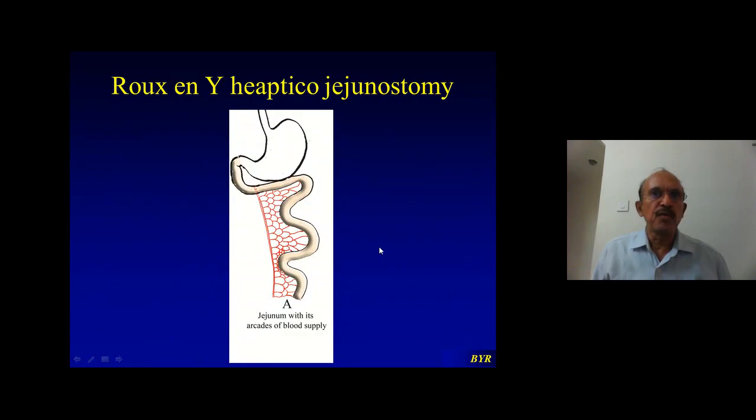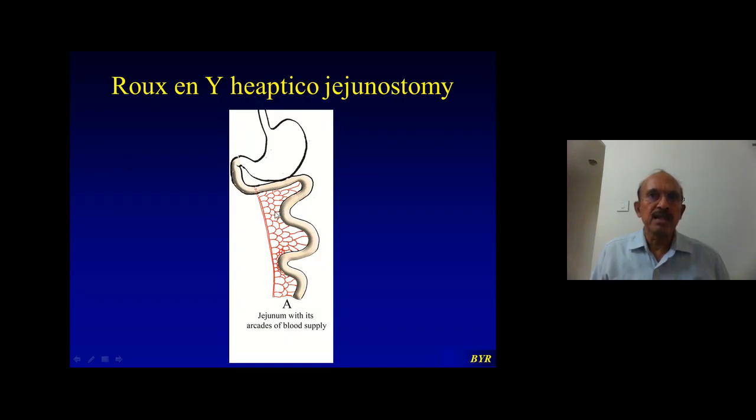How is this Roux-en-Y method performed? This is the stomach, this is the duodenum, this is the small bowel. The small bowel has its blood supply coming from the superior mesenteric artery. The blood comes in the form of arcades in the mesentery. Arcades are nothing but the branches which divide and anastomose to one another again to form arches like this. So there will be at least 2 or 3 arches. These are called arcades. From the last arcade, the single branches will go and supply the jejunum.